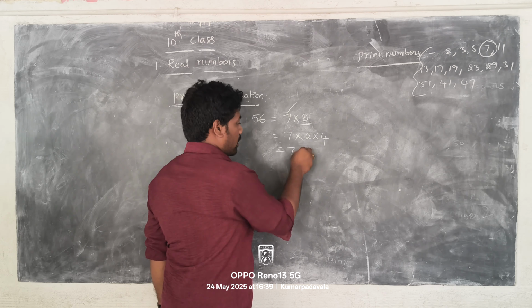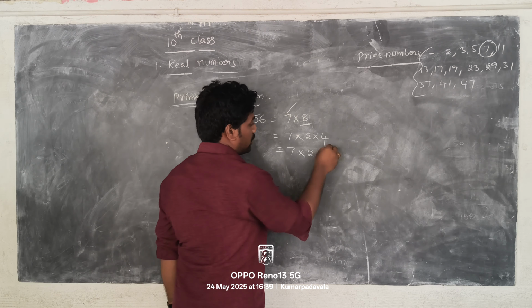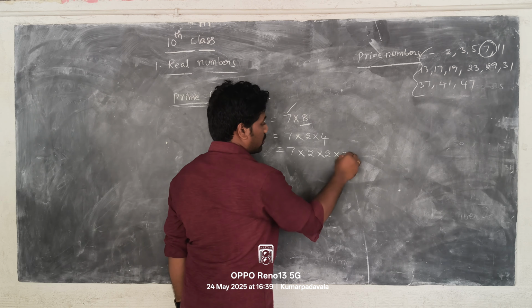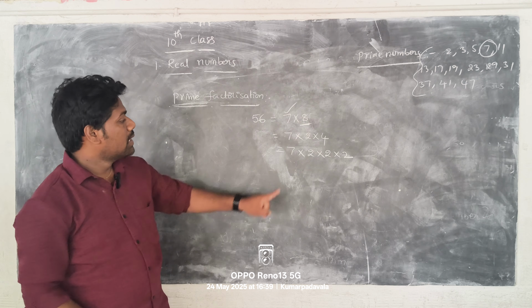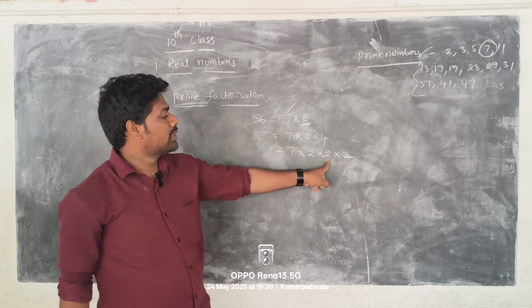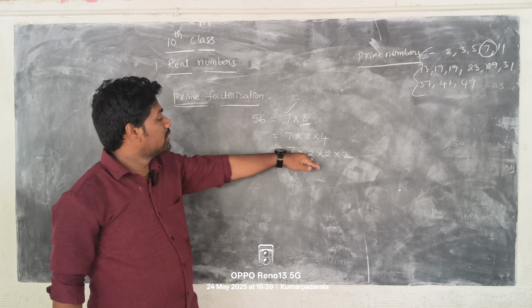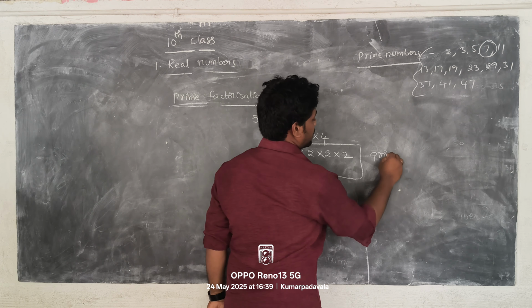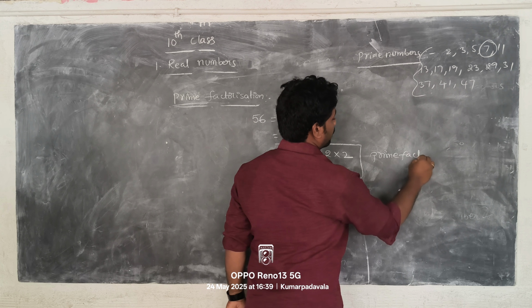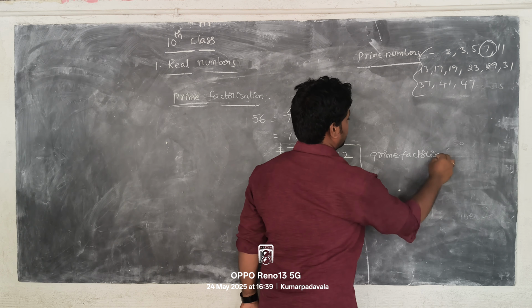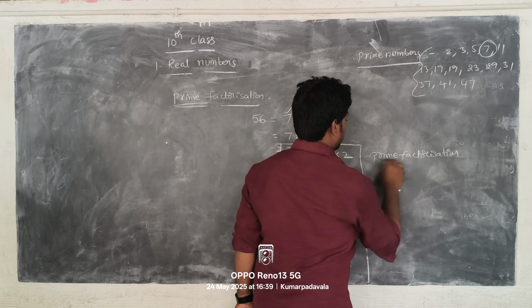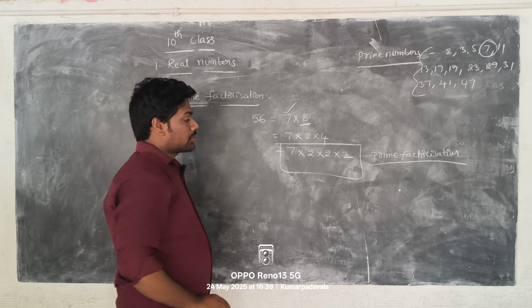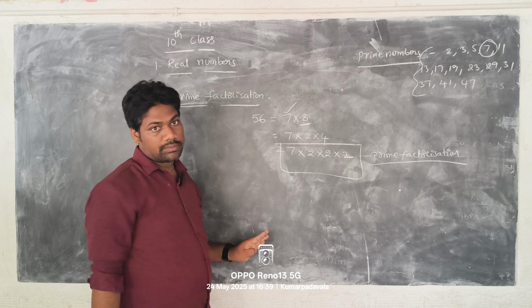Again you do the product. 7 into 2 into 4 can be written as 7 into 2 into 2 into 2. You check once: 7 is a prime, 2 is a prime, 2 is a prime, 2 is a prime. So this is a prime factorization. That means all numbers should be in the product of primes.